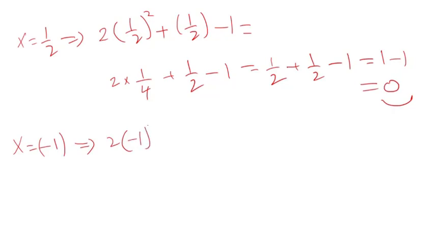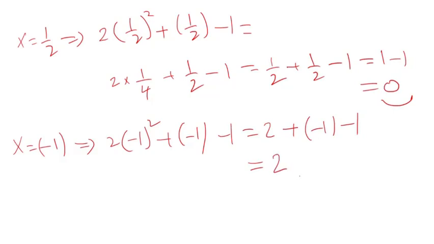Now x equal minus 1, we'll go back. 2 times minus 1 squared plus minus 1 minus 1. 2 times minus 1 squared is just 1. 2 times 1 is 2 plus minus 1 minus 1. 2 minus 1 is 1, minus 1 is 0. Check. So both roots satisfy the equation.